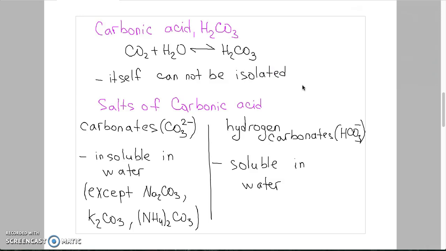Also, important compounds of carbon are the salts of carbonic acid. They can be divided into two big groups called carbonates with the chemical formula CO3 and hydrogen carbonates HCO3. If we talk about carbonates, carbonates are insoluble in water except for sodium carbonate, potassium carbonate and ammonium carbonate. But hydrogen carbonates are all soluble in water.